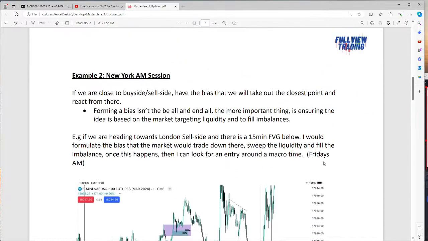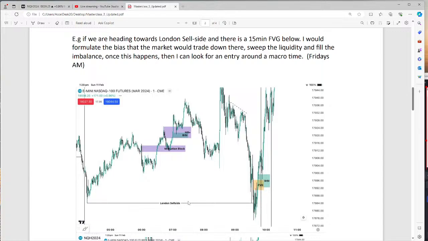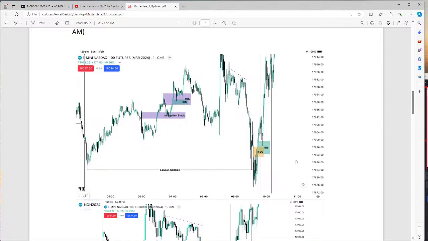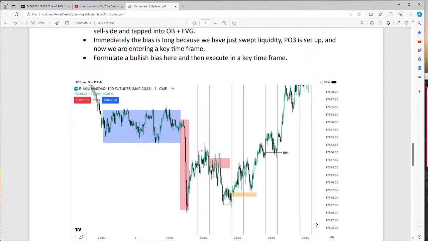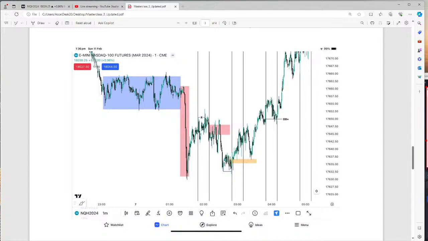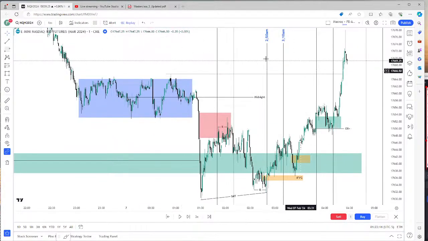The second idea, which is a medium risk bias, is just waiting for price to take liquidity when there's no imbalance below. In this case, there was. The low risk bias is when you have the power of 3 to take out liquidity and fill an imbalance, and you're in a key time frame. Again, time matters. Time really matters, right? So on bias, those are the main points that I want to cover.